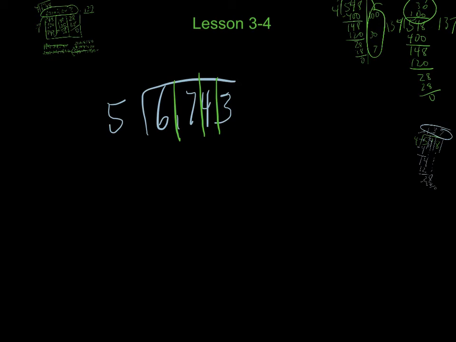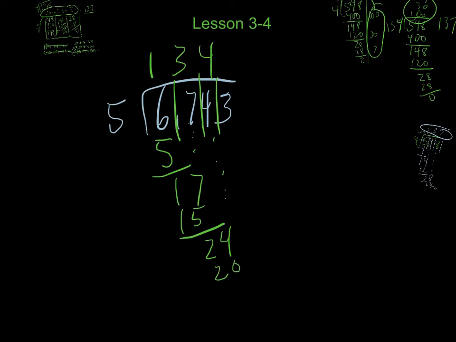So 5 can go into 6 one time. 1 times 5 is 5. Put the 1 there, bring down the 7. 5 can go into 17 3 times to give me 15. Gives me 2 left over, the 4 comes down. 5 can go into 24 4 times, because I know 4 times 5 is 20, to give me 4 left over, and then 3 trickles down.